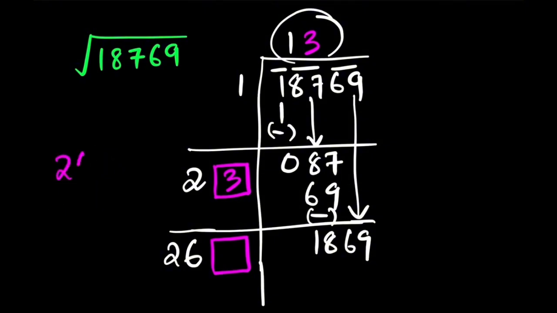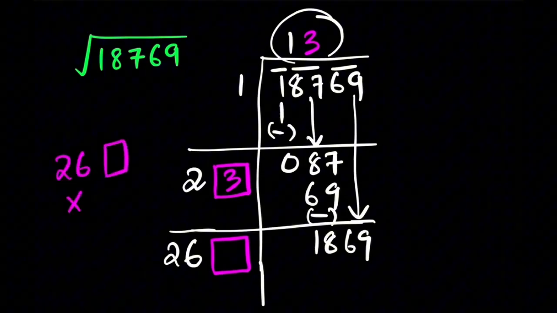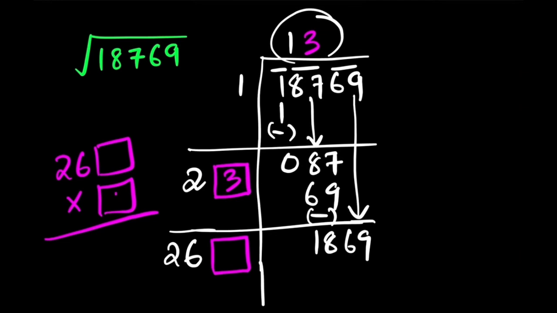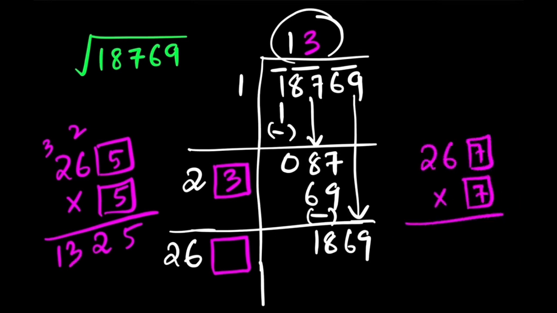and error method. So 26 box times box should be either equal to 1869 or less than 1869. So let's give 5 and see. 5 times 5 equals 25. 2 carry. 5 times 6 is 30 plus 2 is 32. 3 carry. 5 times 2 is 10 plus 3 means 13. Let's try with another number. Let's give 7. 7 times 7 is 49. 4 will be carry. 7 times 6 is 42 plus 4 equals 46. 4 is carry. 7 times 2 equals 14 plus 4 equals 18. So the number in the box will be 7.